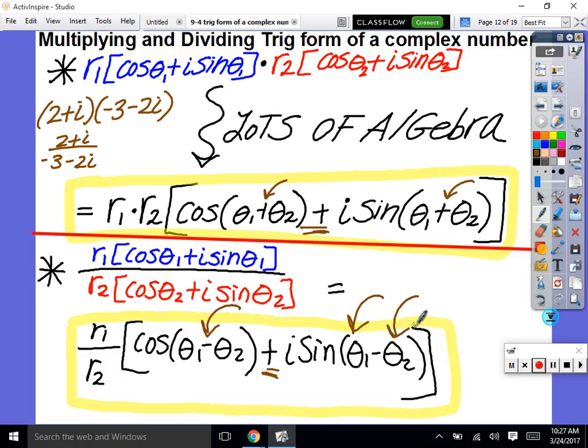Can anyone think of why up here we would add, and down here we'd subtract? Okay, you're thinking in the right direction, but it's actually a very simple answer. That's what I'm looking for. When you multiply, you add. Does that make sense? When you divide, then you subtract. So, I mean, it makes sense. That's how it helps me remember.